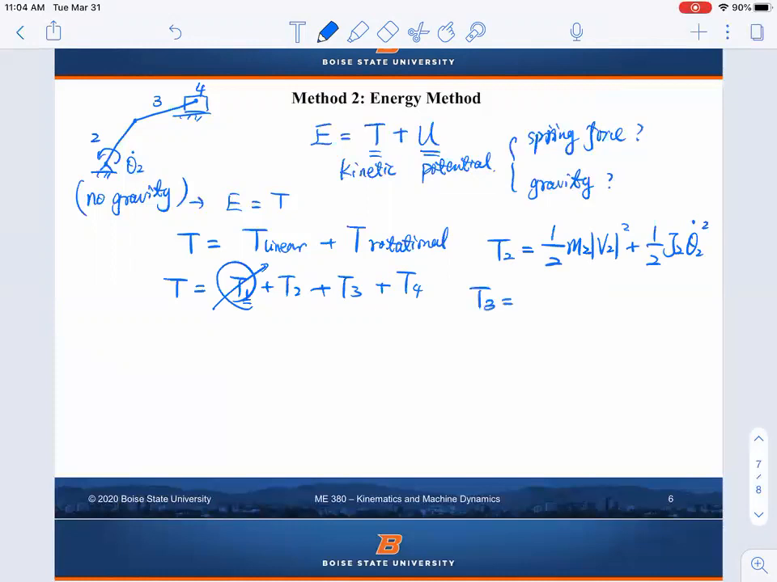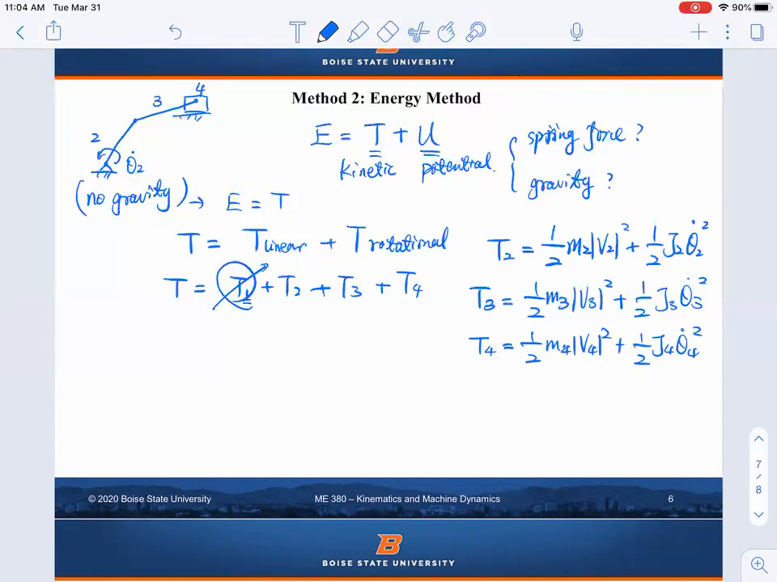The same thing, you have your T3 equals to half M3 V3 squared plus half J3 theta 3 dot square. Copy and paste, half M4 V4 square plus half J4 theta 4 dot square. So that's another no-brainer, just copy and paste.